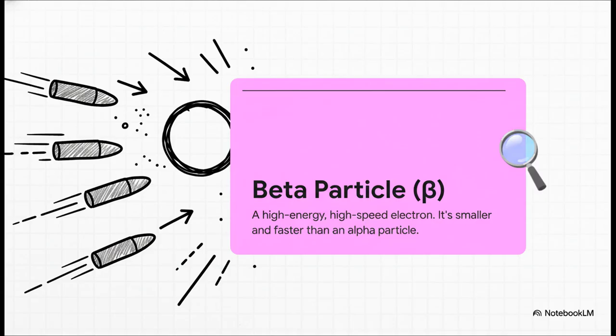Okay, next up is the beta particle. Let's call this one the bullet. It's really just a super high-speed electron. It's way smaller and way faster than our bowling ball, which of course gives it a completely different set of skills.